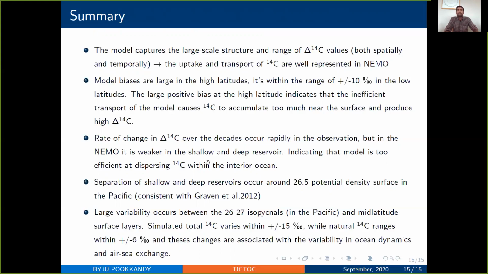The difference between the model simulations, the JRA normal year and the JRA historical simulation, shows that the large variability occurs between 26 and 27 isopycnals in the Pacific. However, it is mostly prominent in the mid-latitude in the Atlantic, and the differences are plus or minus 15 per mil for the total radiocarbon and plus or minus 6 per mil for the natural radiocarbon, which is associated with changes in ocean dynamics and air-sea exchange due to variable atmospheric forcing.